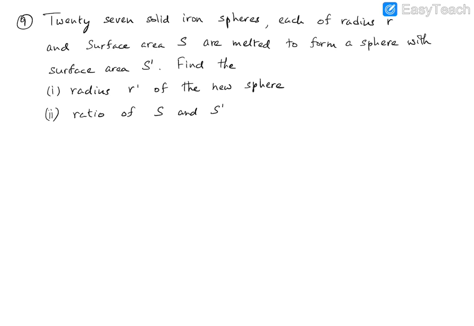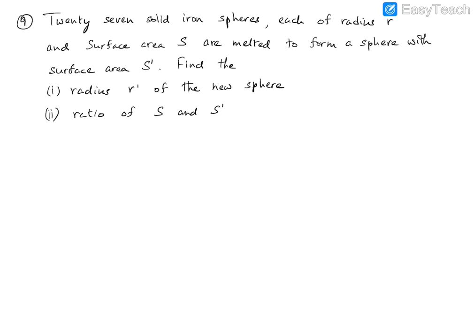So we have to first understand that 27 spheres are being melted and made into one single big sphere. So that means the volume of the 27 spheres must be equal to the volume of the single large sphere that you are making. So we have to equate the volume of the 27 small spheres with the volume of the single large sphere, and using this equation we will be able to find a relationship between the radius of the small sphere, which is r, and the radius of the large sphere, which is r dash.